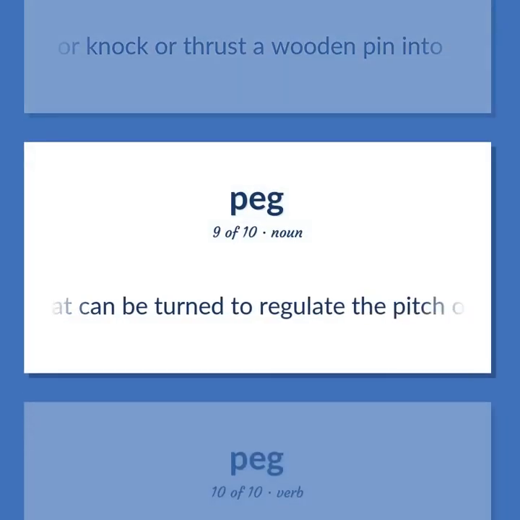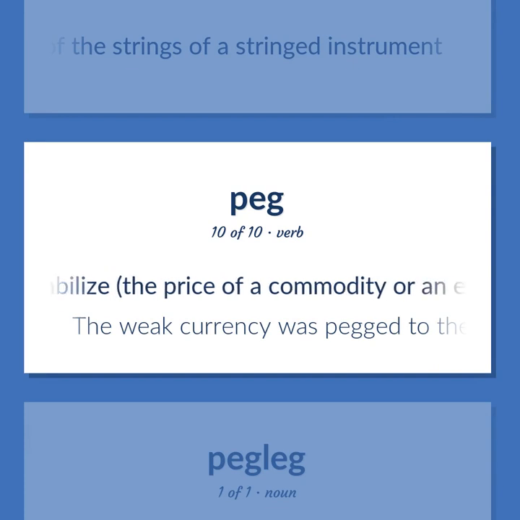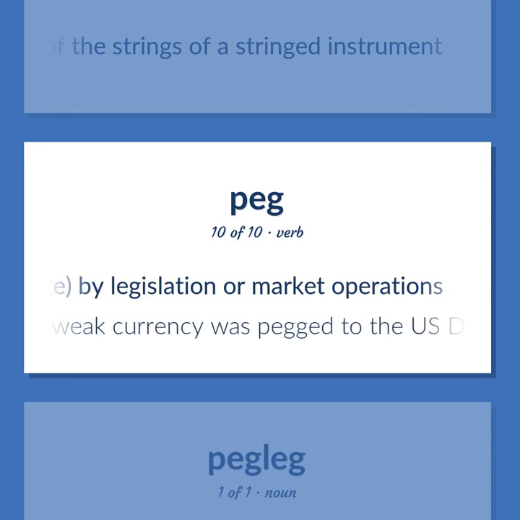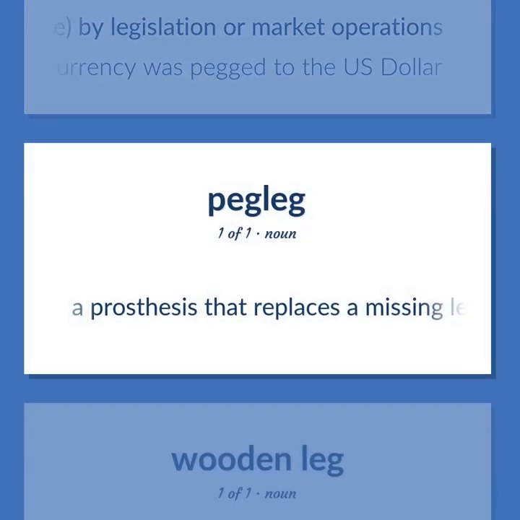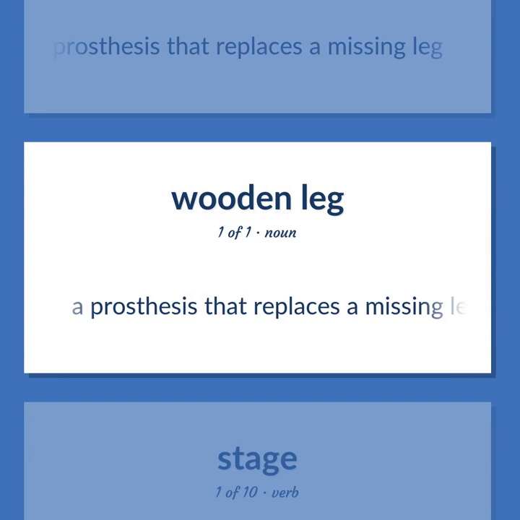Regulator that can be turned to regulate the pitch of the strings of a stringed instrument. Stabilize the price of a commodity or an exchange rate by legislation or market operations. The weak currency was pegged to the US dollar. A prosthesis that replaces a missing leg.